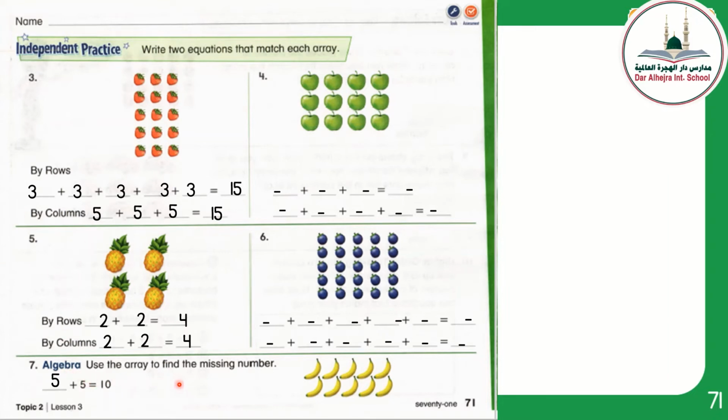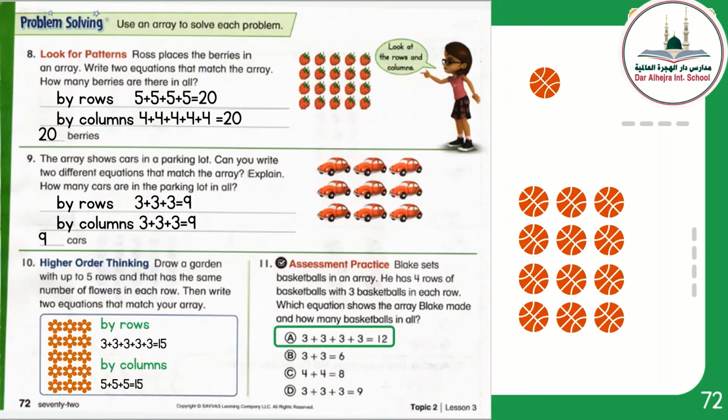Now here we need to find the missing addend with the help of an array. I can see in the first row we have 5 bananas. We can write 5 here, and there's already 5. So 5 plus 5 equals 10.